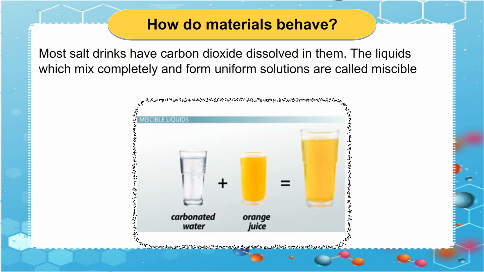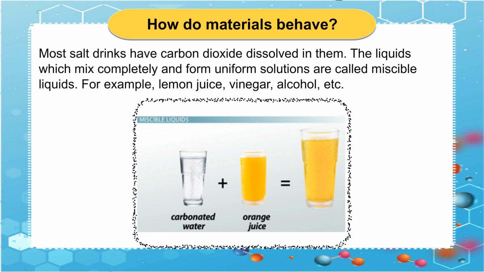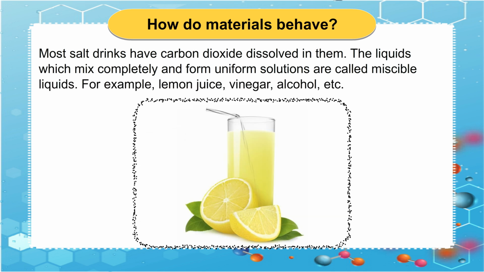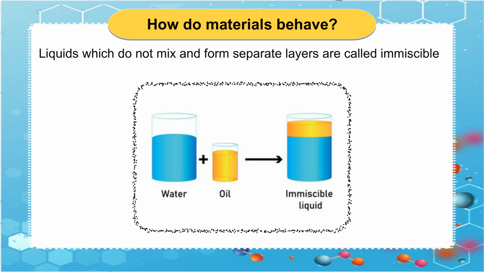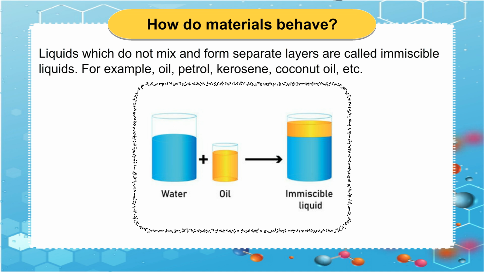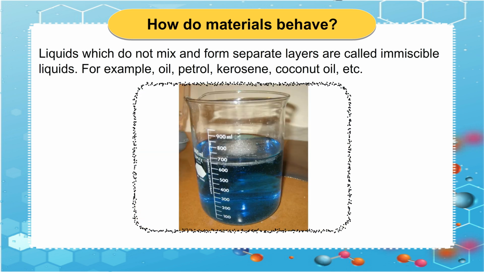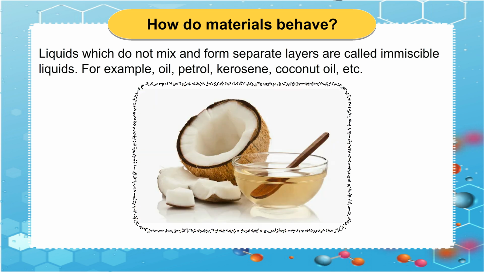The liquids which mix completely and form uniform solutions are called miscible liquids. For example, lemon juice, vinegar, alcohol, etc. Liquids which do not mix and form separate layers are called immiscible liquids. For example, oil, petrol, kerosene, coconut oil, etc.